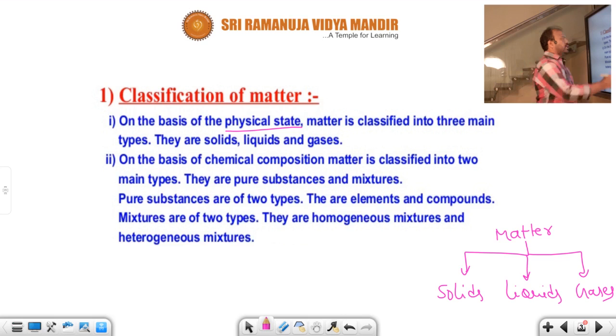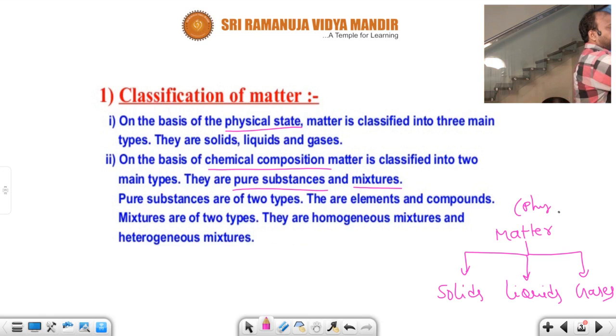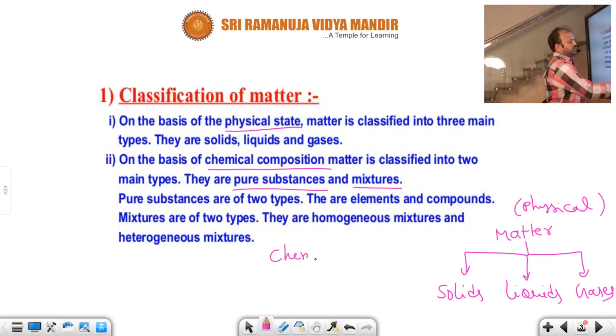On the basis of chemical composition, matter is classified mainly into two types: pure substances and mixtures. The first is based on physical classification, where matter is classified into three types. According to chemical classification, matter is again classified into two types.